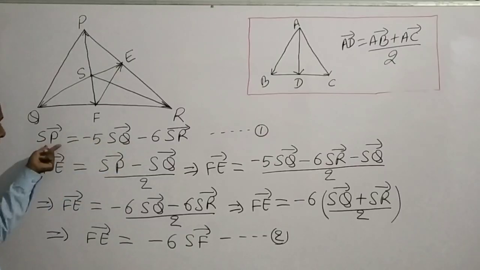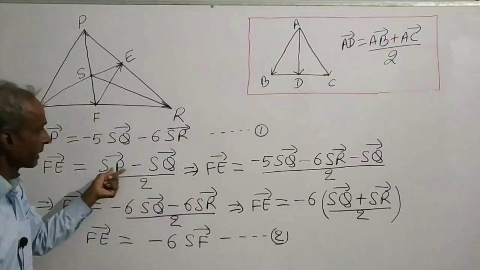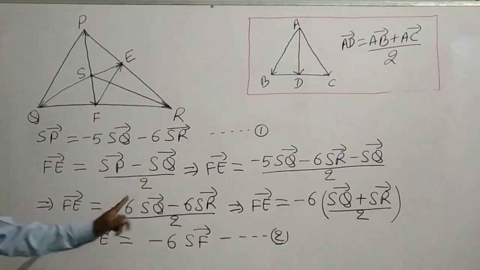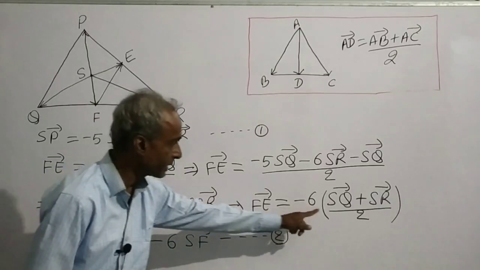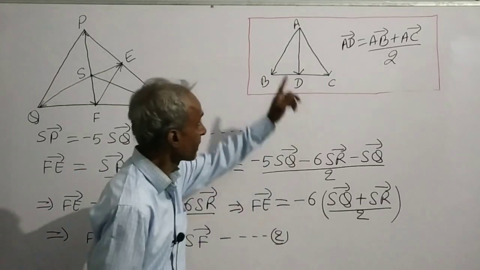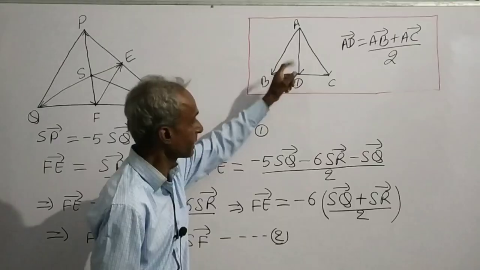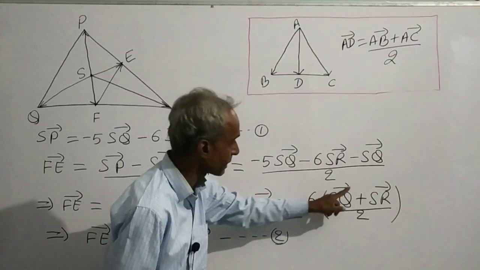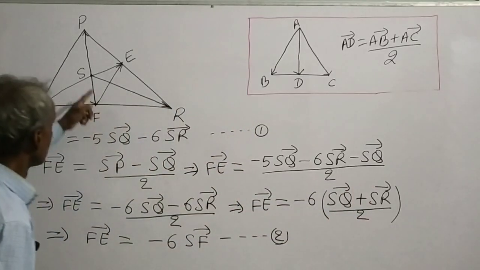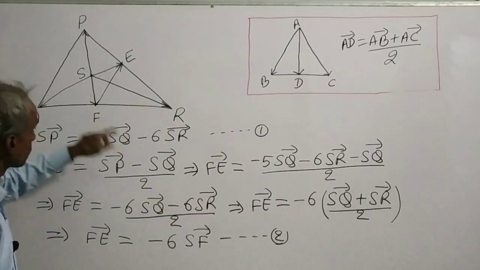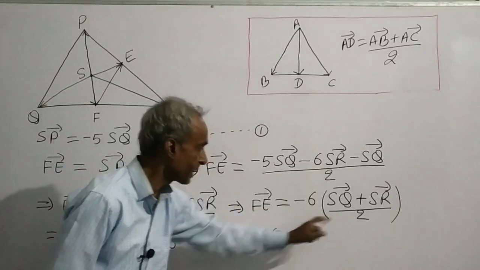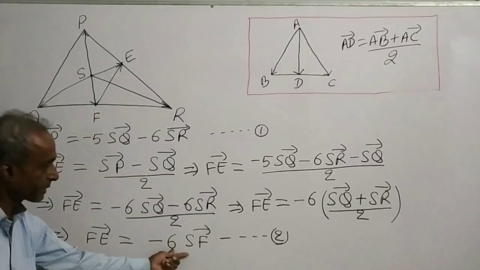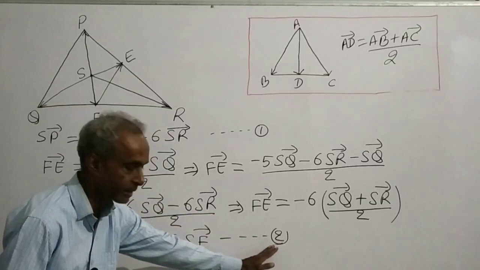Since vector FE is equal to (vector SP minus vector SQ) by 2, in place of vector SP, we write this value from 1 here. Then we get vector FE is equal to this. But if we use this section formula in this, then (vector SQ plus vector SR) by 2 will be equal to vector SF. Therefore, vector FE is equal to this. We suppose this is result number 2.